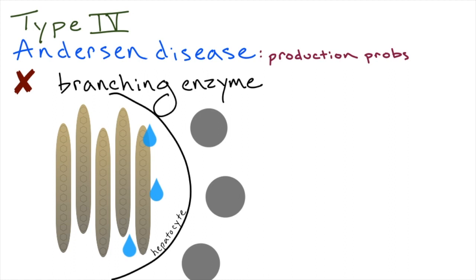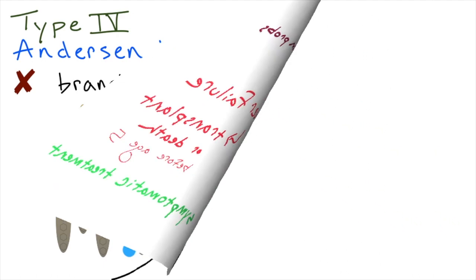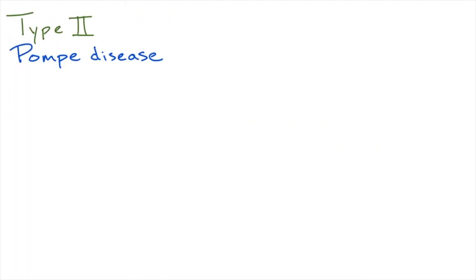This affects all of the surrounding cells too, and we see hugely elevated transaminases, indicative of liver failure, with either liver transplant or death typically occurring before age 5. Treatment is primarily symptomatic. Type 2, Pompe disease, is a favorite among test makers.